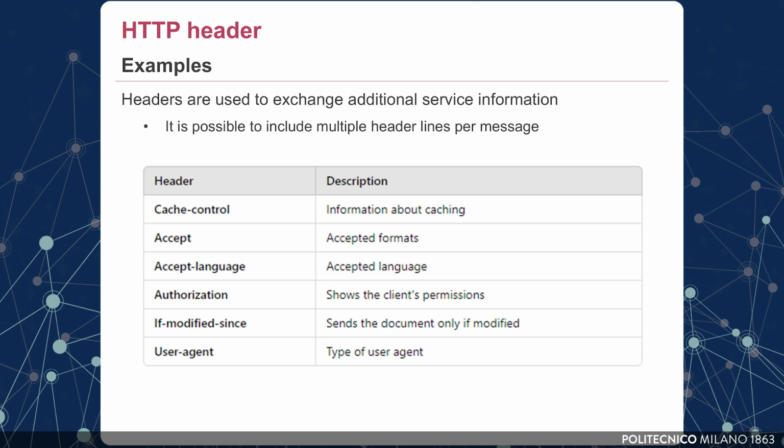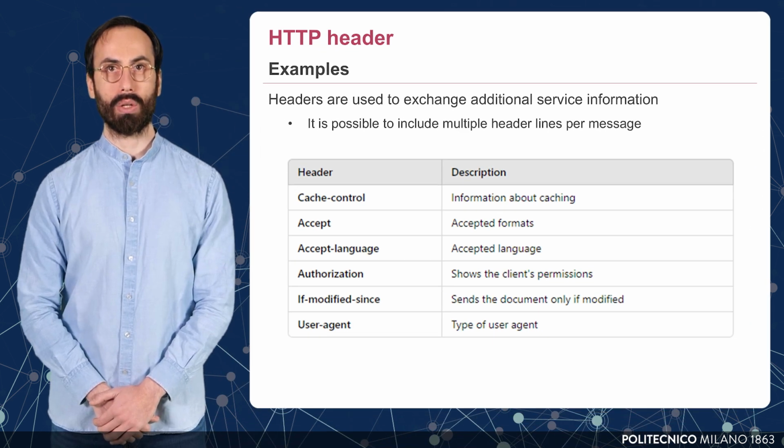Other examples include the authorization header, which carries the client's credentials or permissions required to access a resource. The if modified since header allows the client to request a resource only if it has been modified since a specified date, reducing unnecessary data transfers. Finally, the user agent header provides information about the client software, such as the browser or application making the request, which can help servers optimize content delivery. This table provides a clear overview of common HTTP headers and their purposes, highlighting their role in enhancing the functionality and efficiency of web communication.